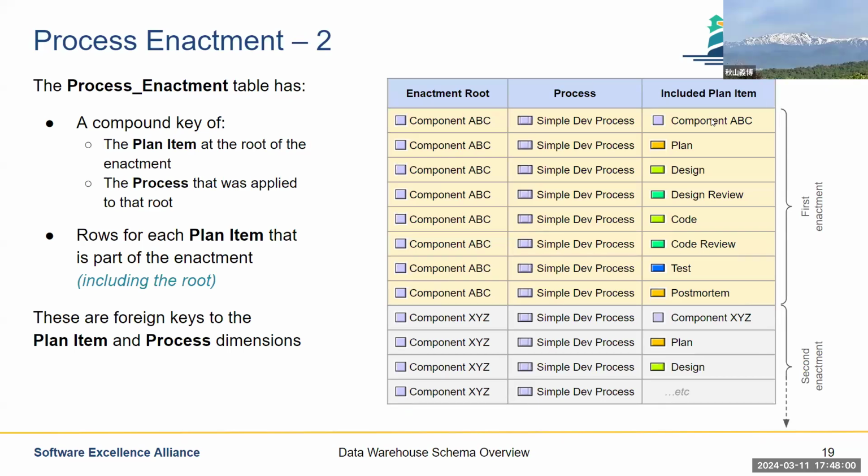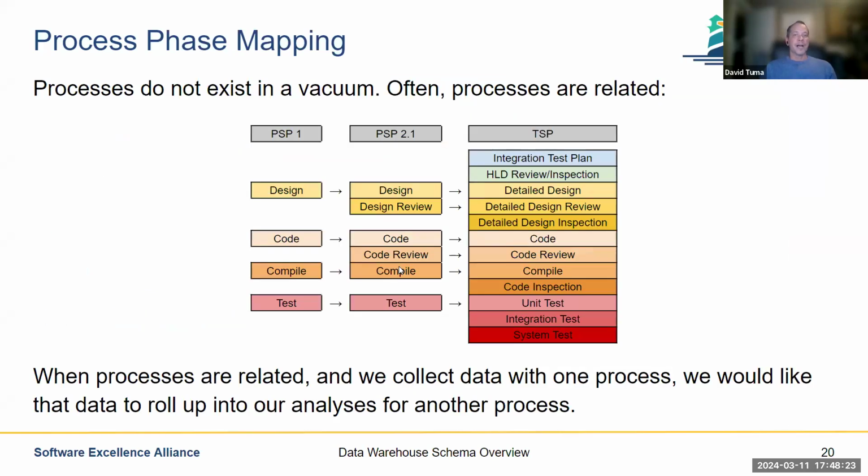That's important. The root node is part of the enactment. And that's important because people will often record size metrics or something on this root node. And so if you're trying to sum up all the data out of an enactment, you want the root to get included. All right, questions about this? Okay, moving right along then.